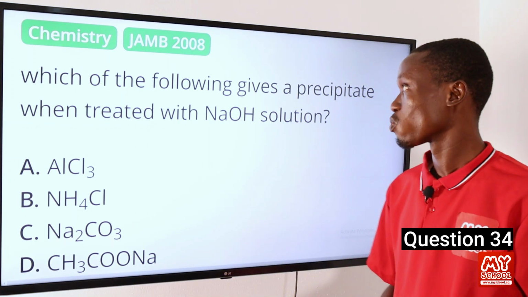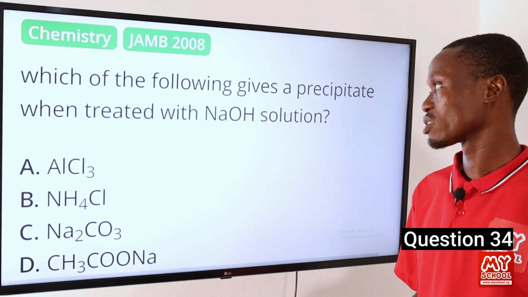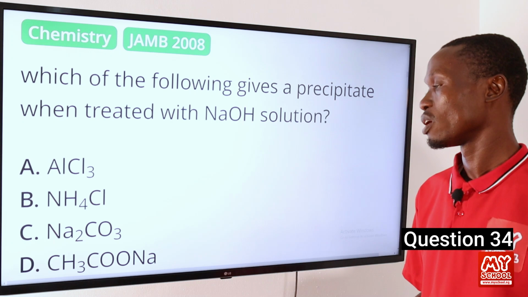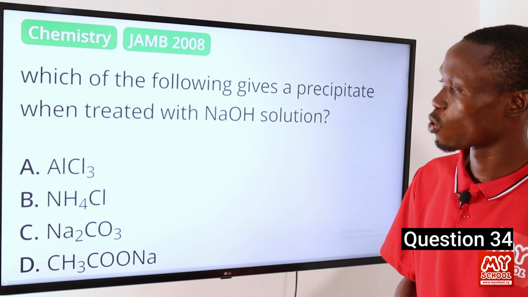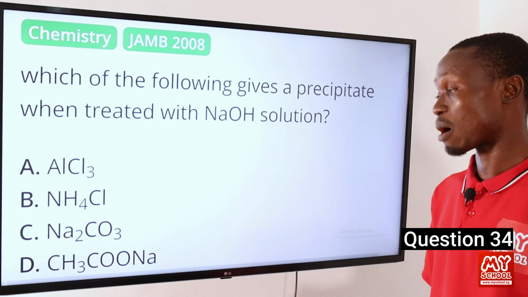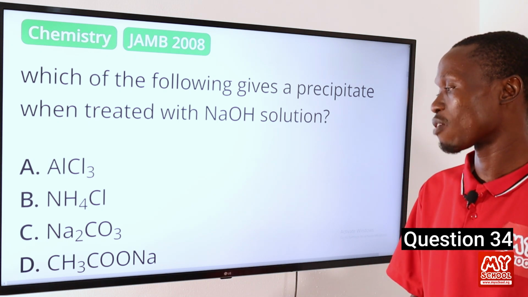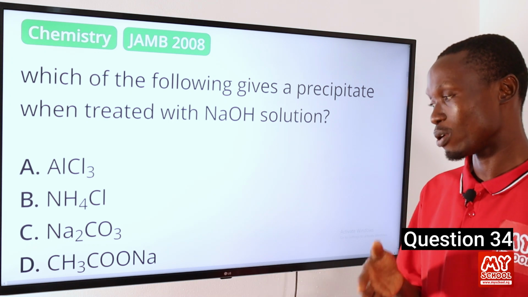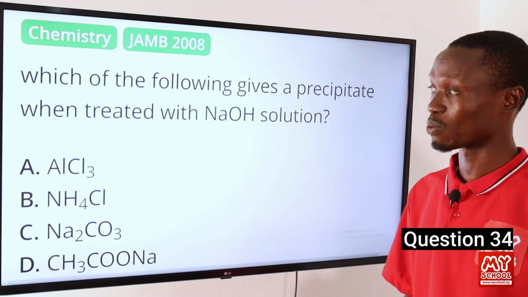Question 34. Which of the following gives a precipitate when treated with sodium hydroxide solution? A, we have aluminium chloride. B, we have ammonium chloride. C, we have sodium tetraoxosulphate(VI). And D, we have sodium ethanoate. Okay, so the answer to this question is option A.